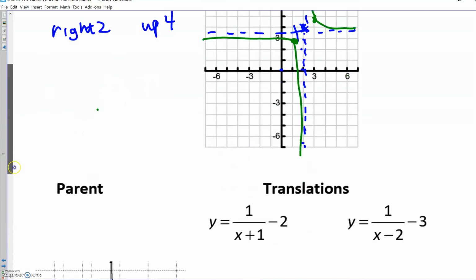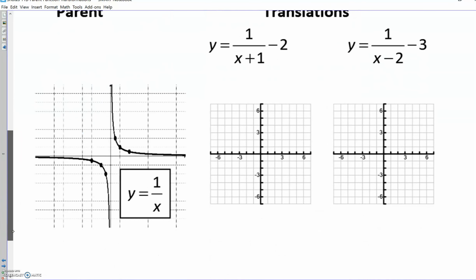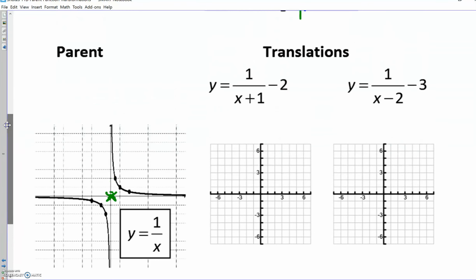We want to come down here. So the parent, it looks like this. Here's that intersection right there. So what I'd like for you to do then is try and sketch these next two yourself.